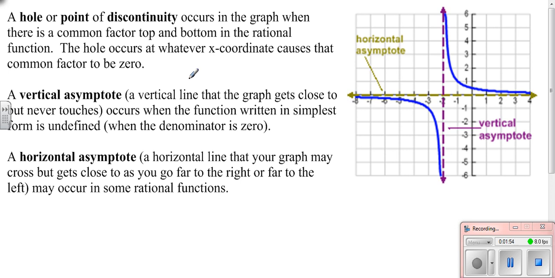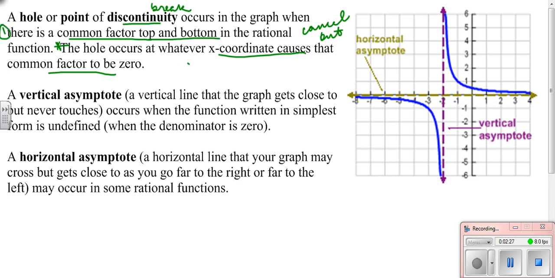A hole or point of discontinuity, a break in the graph, occurs in the graph when there's a common factor in the top and the bottom. Okay, so we are going to cancel out some factor. The hole occurs at whatever coordinate causes the common factor to be 0. So that's how we're going to find the hole.